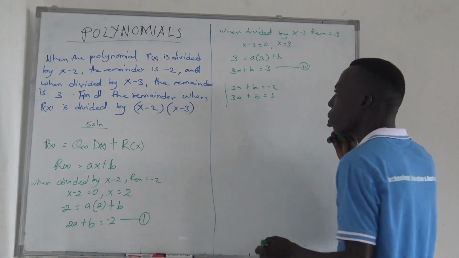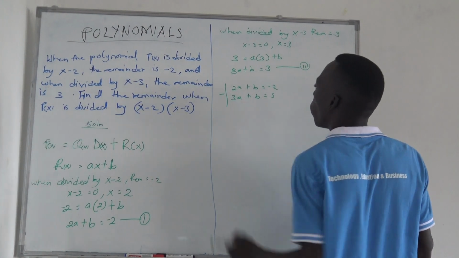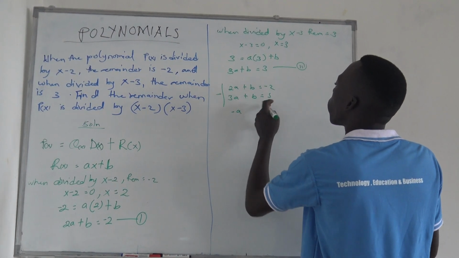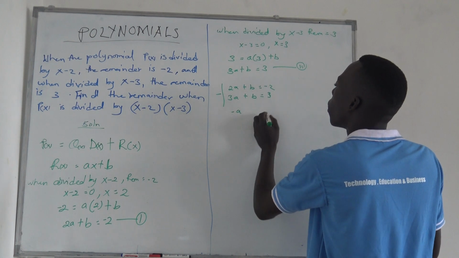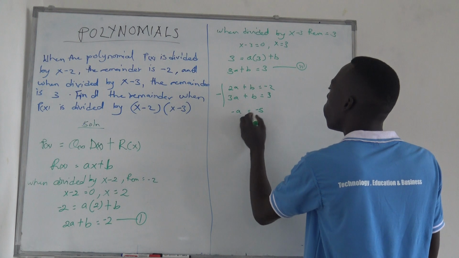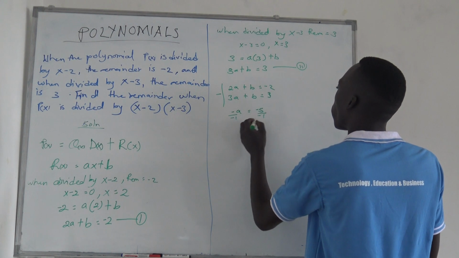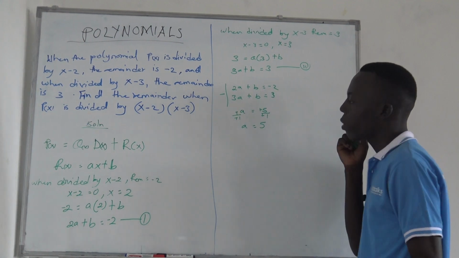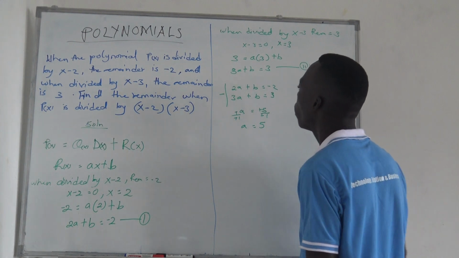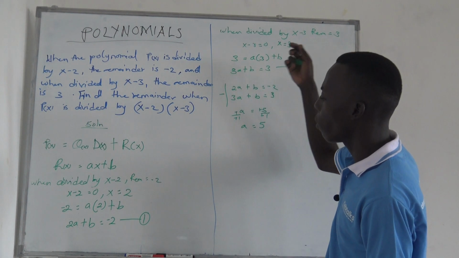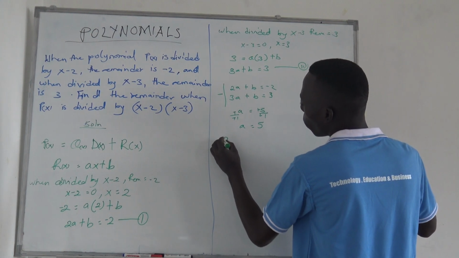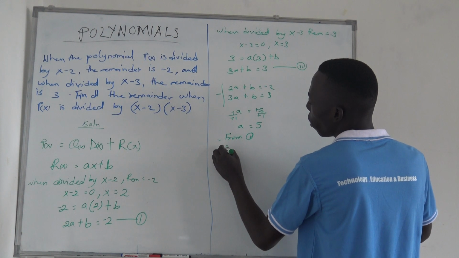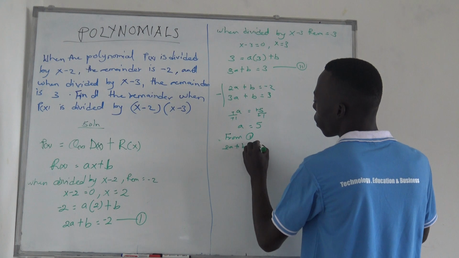Solve equation 1 and 2 simultaneously by subtracting the two equations. This minus this gives us negative a, and this one and this one gives us negative 5. Dividing both sides by negative 1, we find that a is equal to 5. After getting a, substitute in either equation 1 or equation 2 to get b. So from equation 1, 2a plus b equals negative 2.